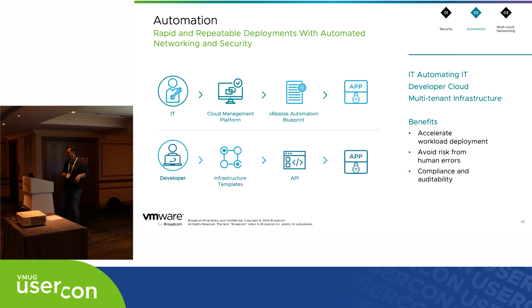Reduce the risk of human error. As I say, we can put everything into blueprints. We can then request those. They're repeatable. There's nobody going in and making manual changes to the platform or the system when we're doing everything through automation.